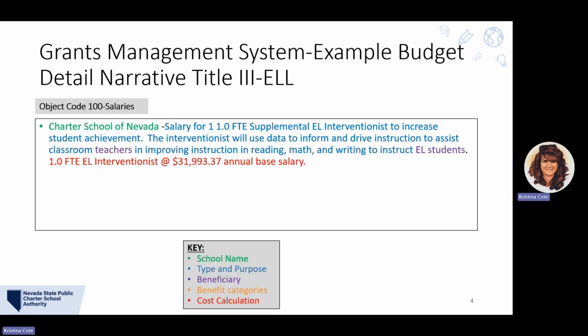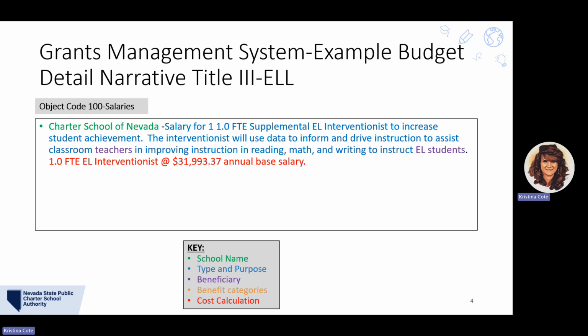So here's an example budget detail narrative that meets all of the SBCSA's and NDE's required narrative components. As you can see, a key is located at the bottom of each of the following two slides. For this example, we will use Object Code 100, which corresponds to the Nevada State Chart of Accounts for salaries.